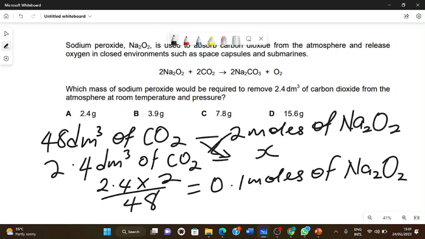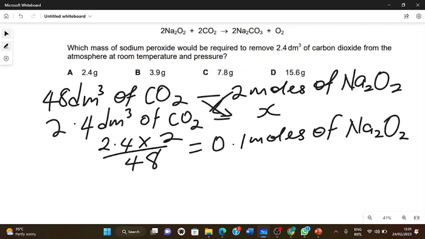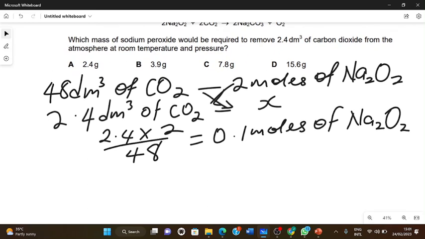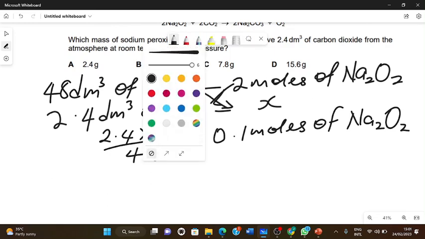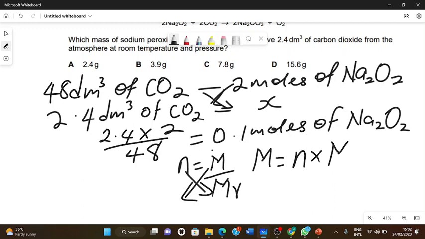So going by the formula, number of moles is equal to mass over molar mass. So we'll cross multiply. So the mass now will be equal to what? Number of moles times what? Molar mass. So to get the mass of sodium peroxide that will be required to remove 2.4 dm3 of carbon dioxide.